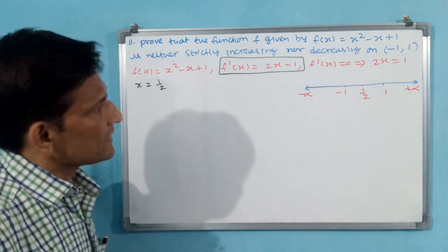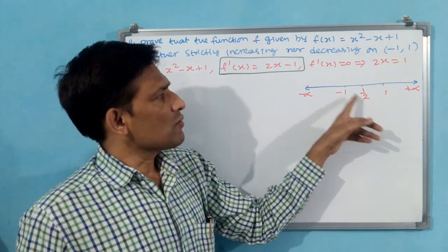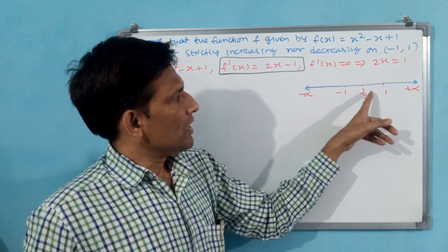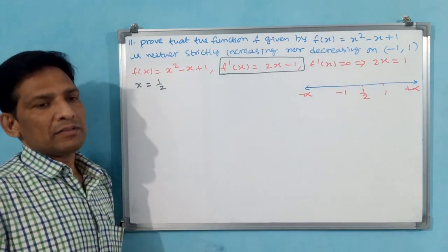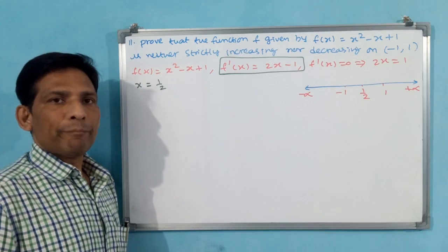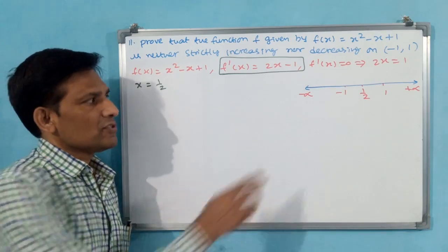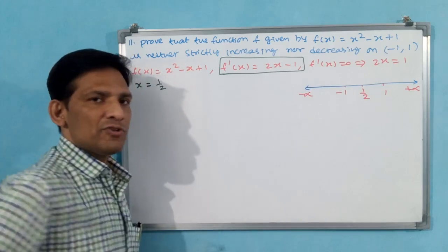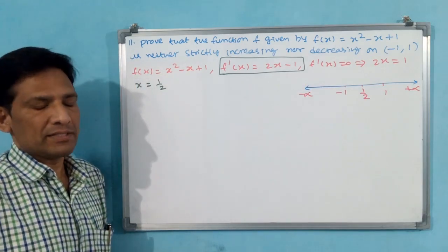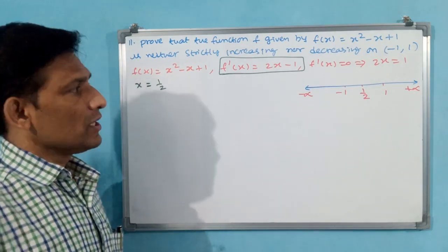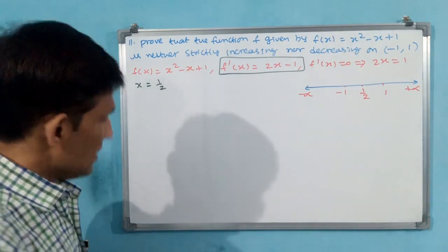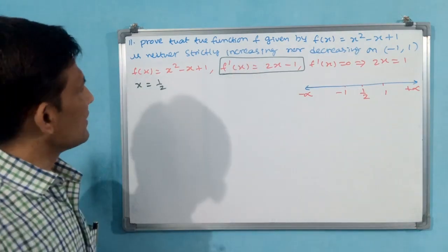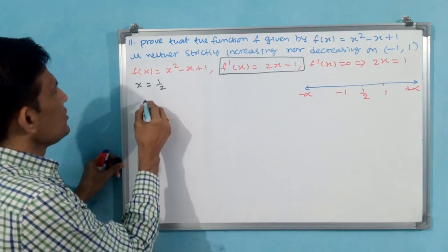Let us see. Minus 1 to 1 by 2, we can take 0. And here, greater than 1 by 2 and less than 1, we can take 3 by 4, that is 0.75. This is half, this is 1, and in between is 0.75, three quarters. Here 3 by 4 we will check, here 0 we will check. Why? Because you have in front of you only f dash 0.